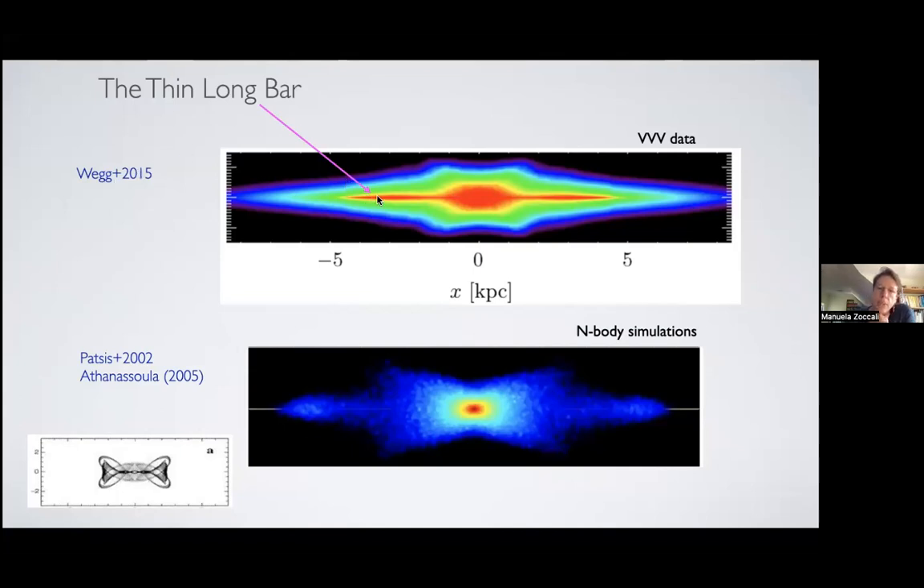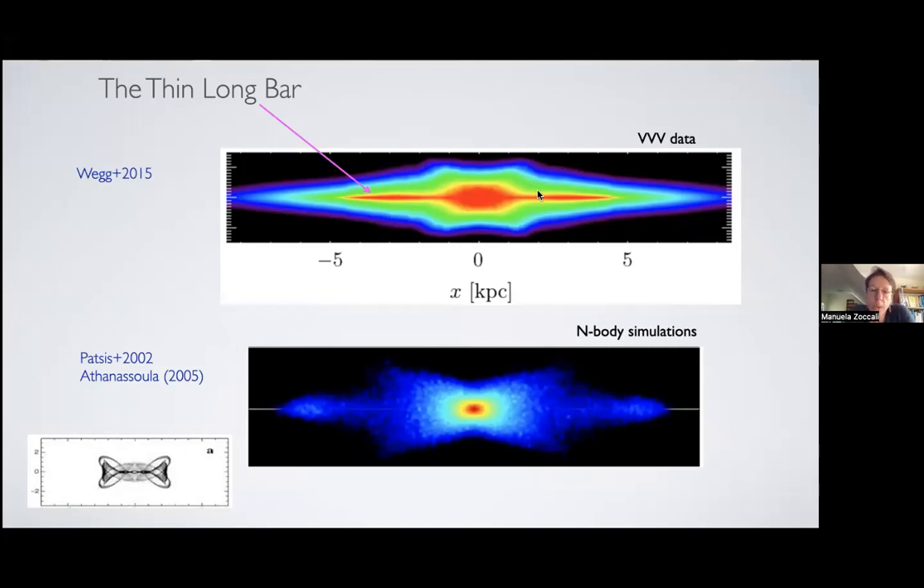Now, these three things, the thin long bar, the main bar in the middle, and the boxy peanut shape, are part of one structure that has been formed by one single dynamical process from the disk. Paola Di Matteo has explained this very well, but this process was known already from 20 years ago. Patsis and collaborators had shown that when you form a bar in the middle of the galaxy, in some conditions, the orbits of the stars in the innermost region start bending, forming this complex pattern that sustains this papillon shape, that is then a single structure that resembles impressively well the structure at the center of our galaxy.